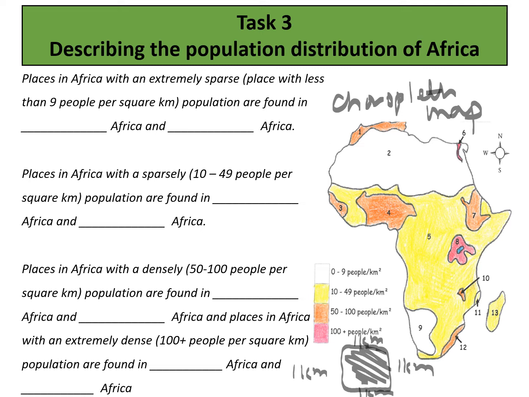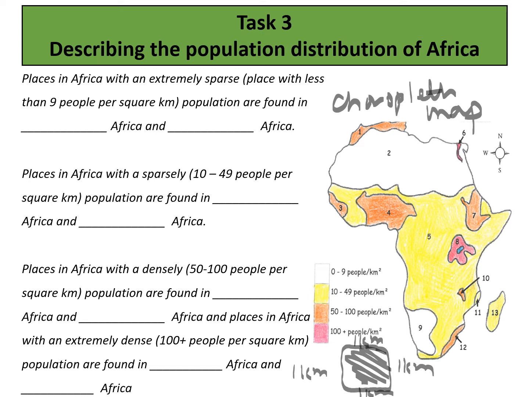The 10 to 49 people per square kilometre is yellow, so there's more people per square kilometre. Orange, there's more again, more than double. And then the red colour, there's only a couple, they have over 100 people per square kilometre. So we're going to use the choropleth map to describe the distribution of people in Africa. Let's use the sentence starters that we have on the screen.